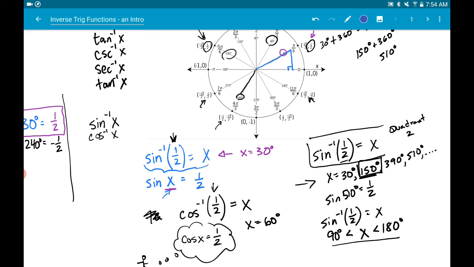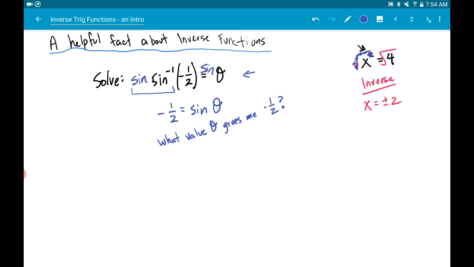Sine is negative 1/2 right here. Sine's negative 1/2 right here. So if we want to have a couple solutions, 210 is one solution, and 330 is another. And then we'd have a bunch more solutions if we needed them.